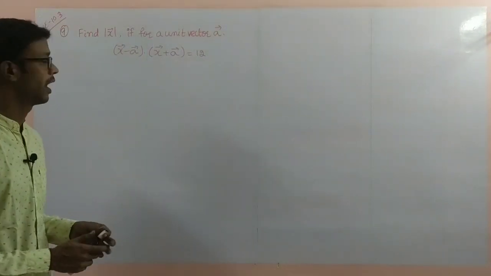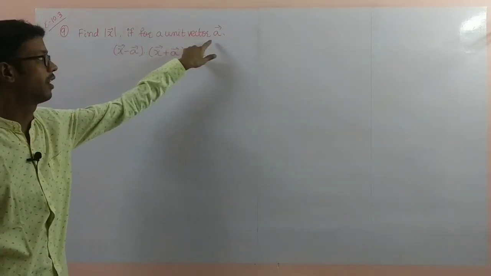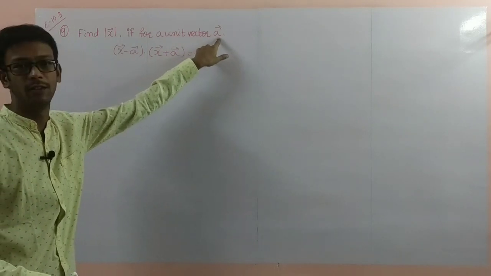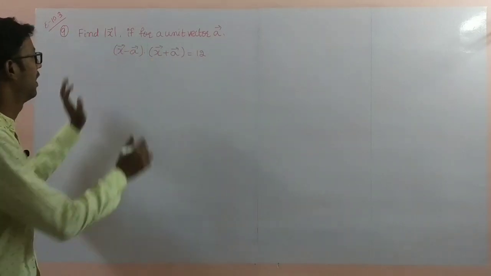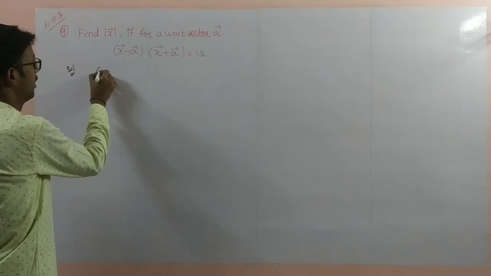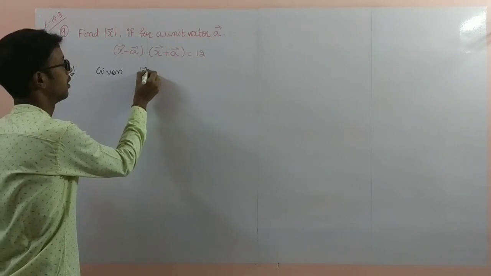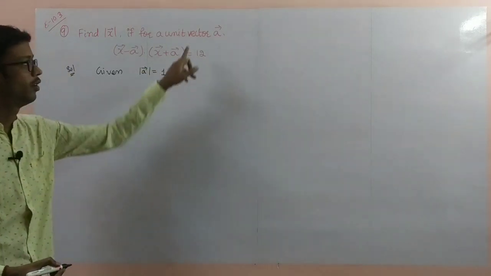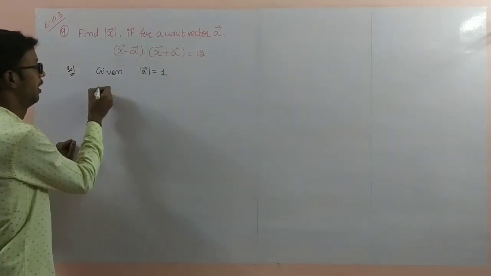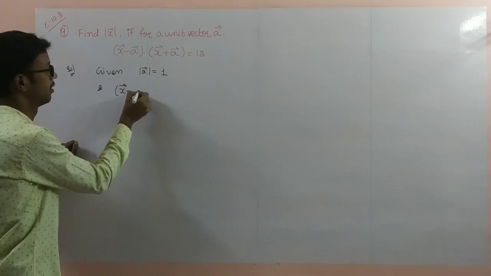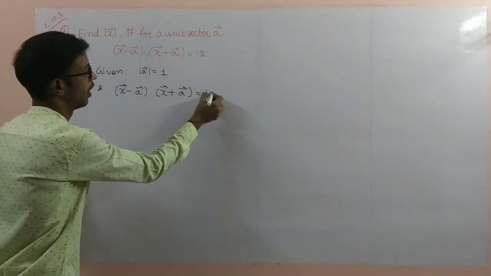Now problem number 9. Find the magnitude of x bar if a bar is a unit vector, and this condition they given. Solution: first of all, the given things we have to write. What they given? Magnitude of a bar is equal to 1, because it is a unit vector. And (x bar minus a bar) dot (x bar plus a bar) equals 12.